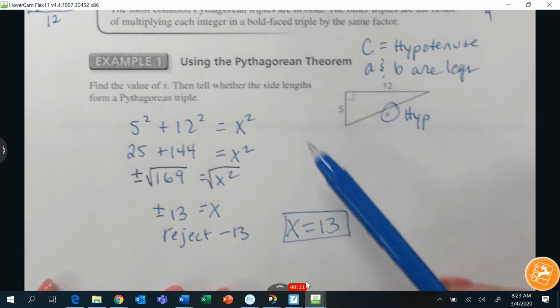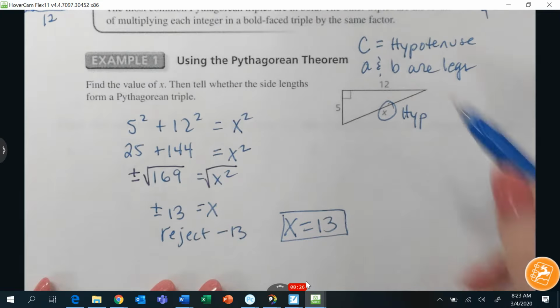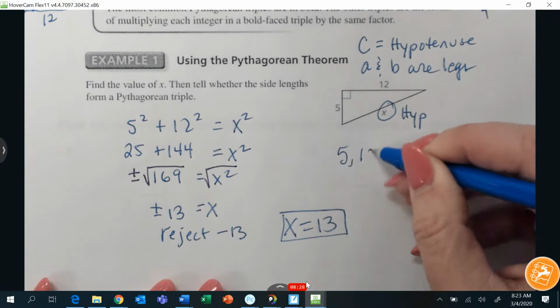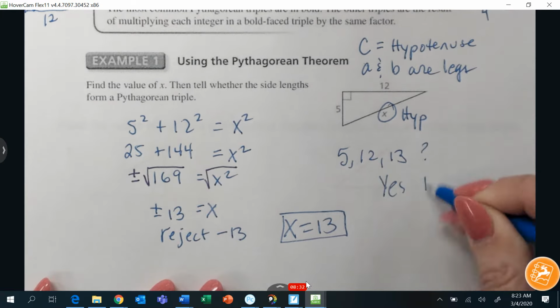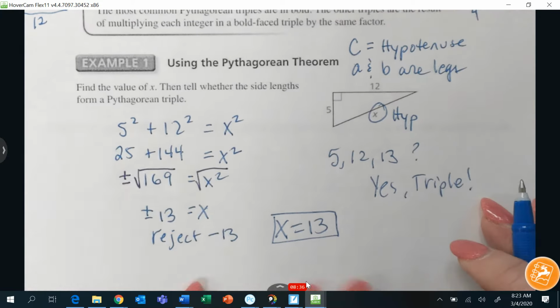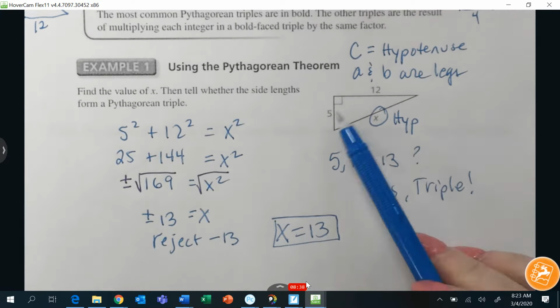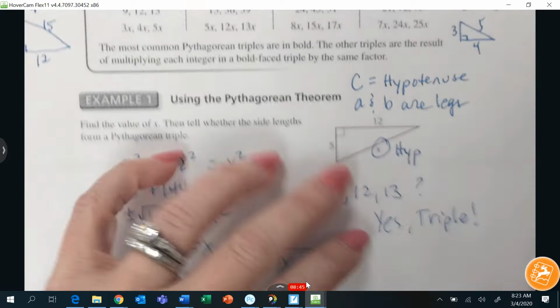Okay. Now, the second part, tell whether the sides form a Pythagorean triple. Do we have a 5, 12, 13 triple? Yes. So if the directions didn't say use the Pythagorean theorem, I could have said 5, 12, oh, that's a triple, 13, done. See? Triples are fun. They make it go faster.